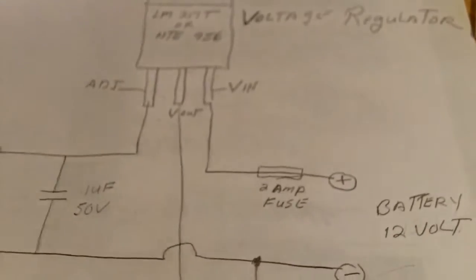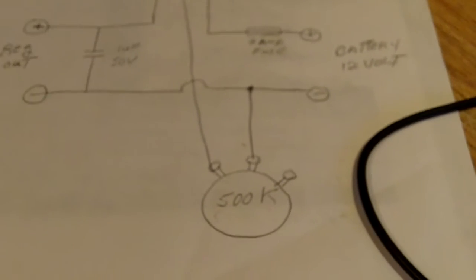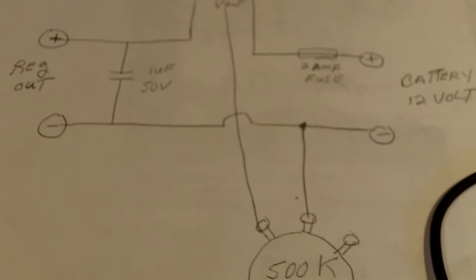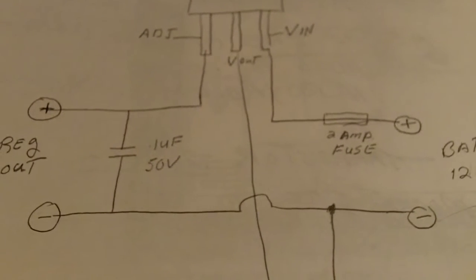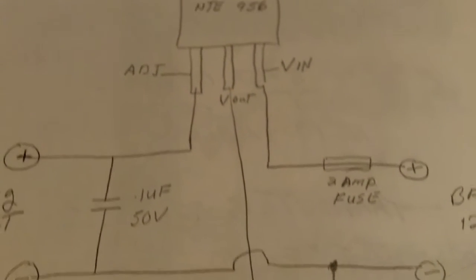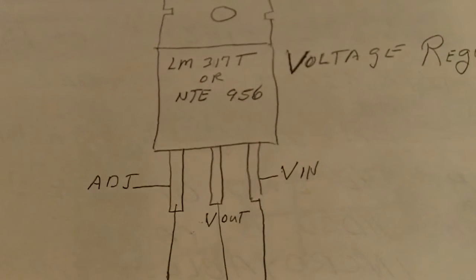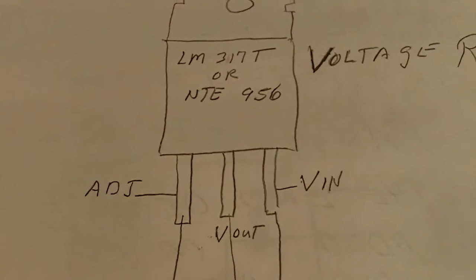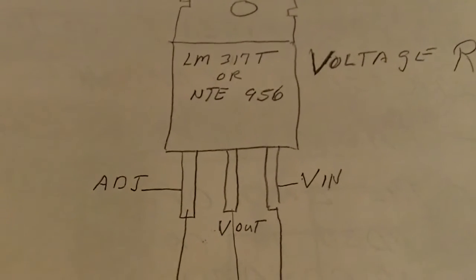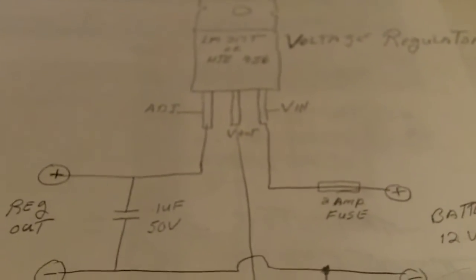The circuit for that voltage regulator is right here. Hopefully you can make that out. It's a 1K pot, a 1 microfarad 50 volt capacitor, a 2-amp fuse, and the voltage regulator itself is an LM217T or an NTE956. That thing really works good for this application, and it's very, very simple, easy to make.